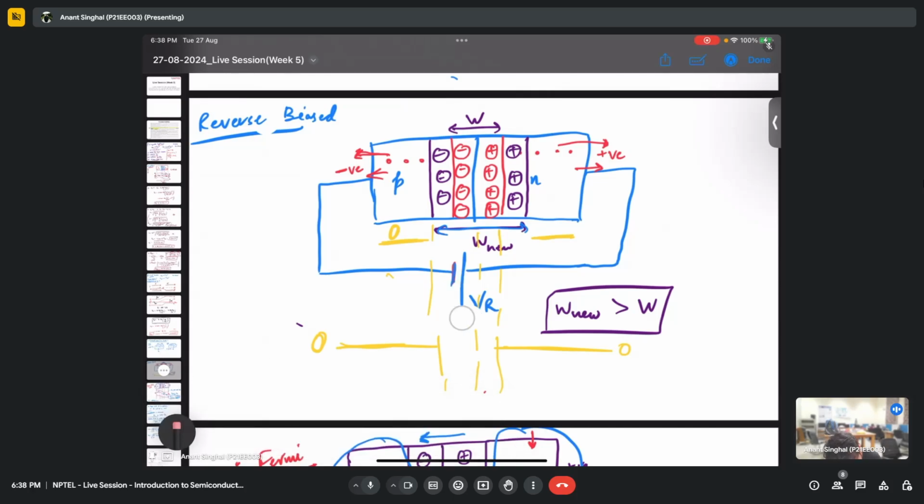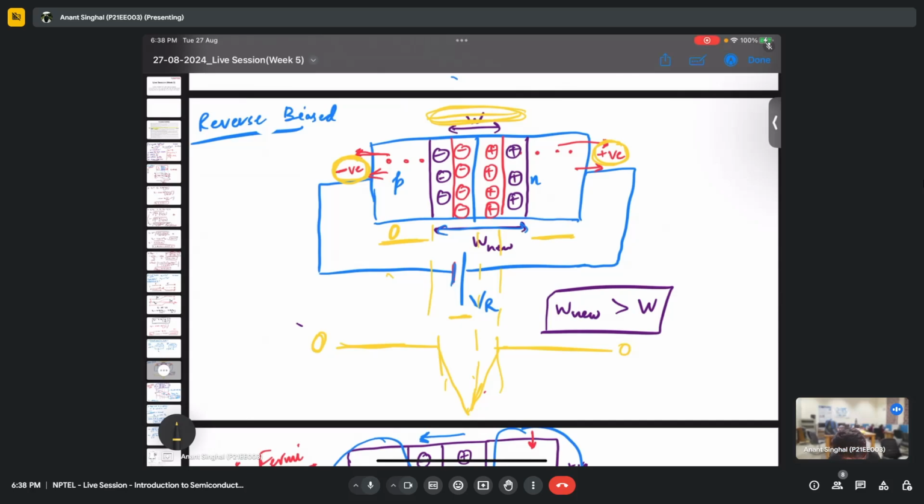Once I apply a certain potential, we will have a certain negative potential already existing here, and we will have a certain positive potential already existing here. So we need to have a higher electric field in between, and for having a higher electric field, we need to have a higher depletion width. First of all, do you understand this?